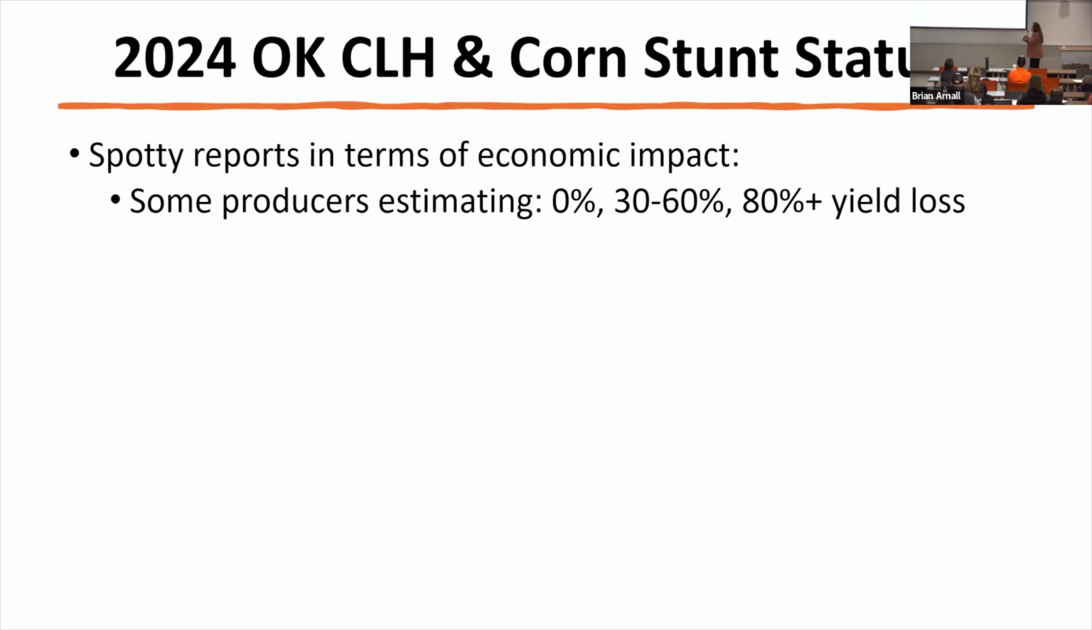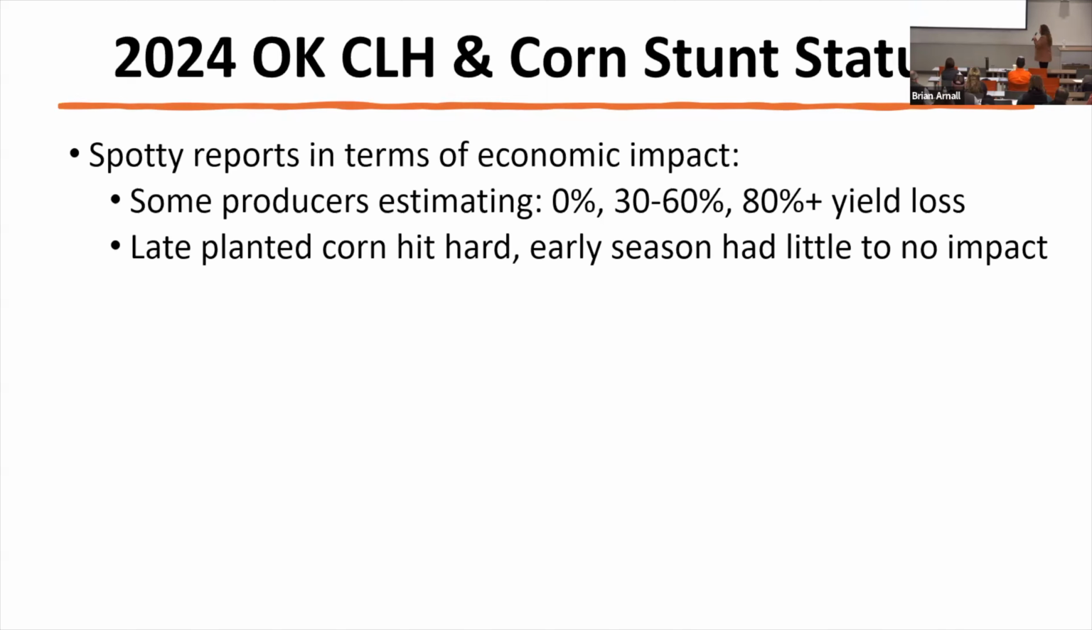But we have some producers that are saying, was it impacted at all? Because they probably planted early. And so they didn't have to worry about the insect or pathogen load at just the right time. I've also talked to producers where they're estimating anywhere between 30 to 60%, and in some really devastating cases, 80% yield loss. And a lot of this is going to be found in our later planted corn. It was hit really hard. Like I said, early season had little to no impact.